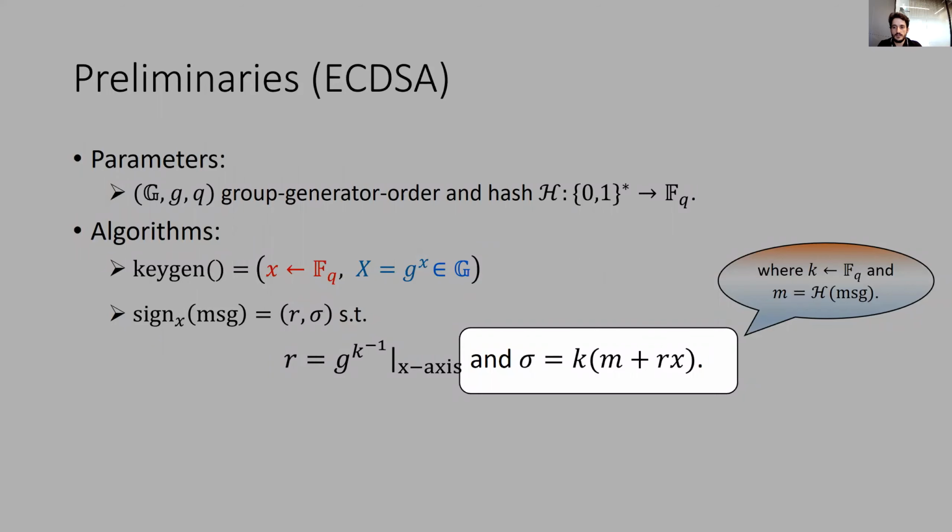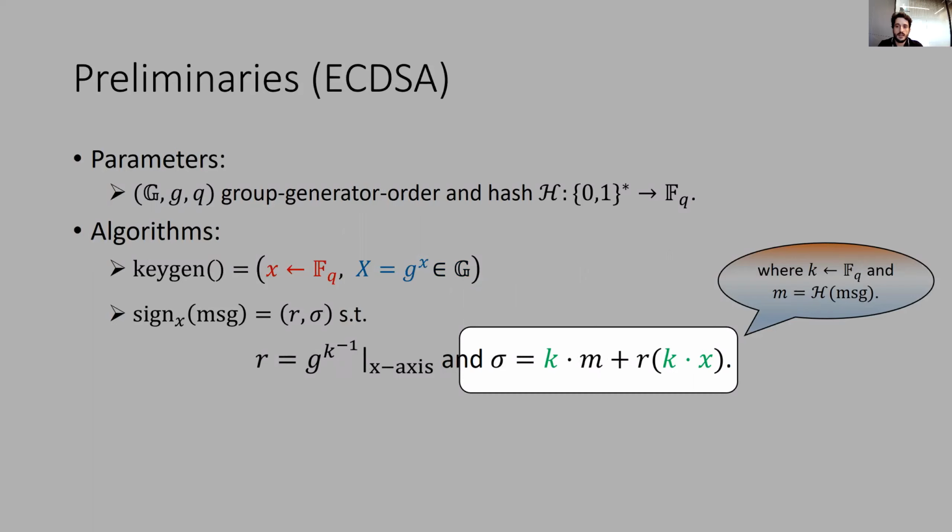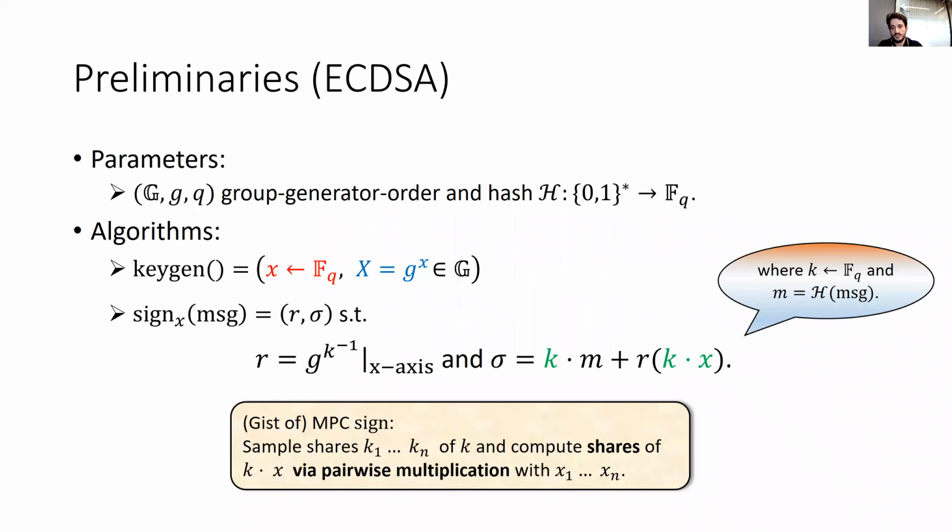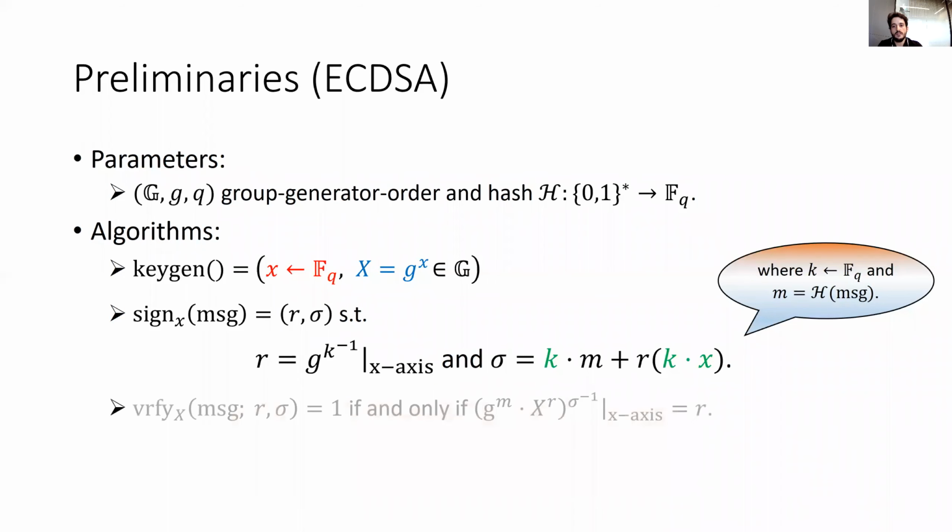Let's have a closer look at the formula and let's expand it. What I want you to take away from this formula is that in order to compute sigma, shares of sigma, it is enough to sample shares of k and then compute shares of k times x via pairwise multiplication between the k's and the x's. Of course, I'm cheating because I haven't told you how to compute r, but hopefully I'll remedy the situation later on. So finally, let me also display the verification algorithm for ECDSA. It's not really relevant for this talk, so let's move on to talking about the multiplication.